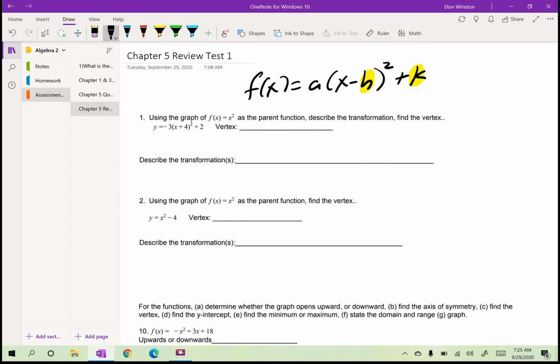Okay, so if I have an x plus 4, that means I went left 4. So my vertex is going to have x equal to negative 4. And then I went up 2. Okay, so negative 4, 2. So what's the transformation? It was vertically stretched by 2.